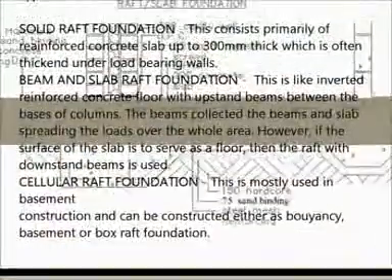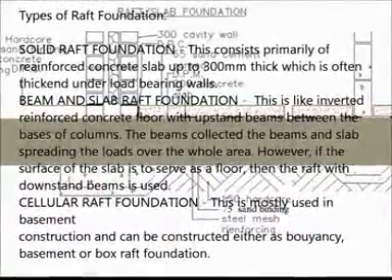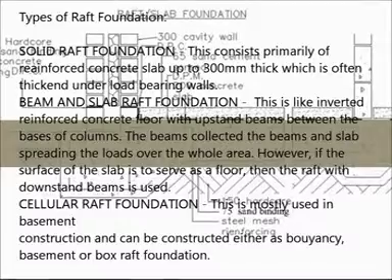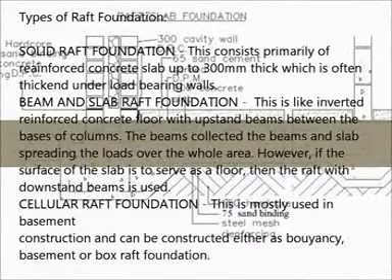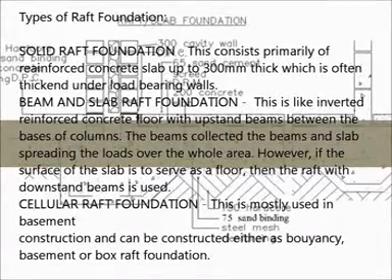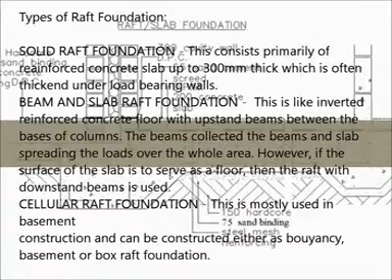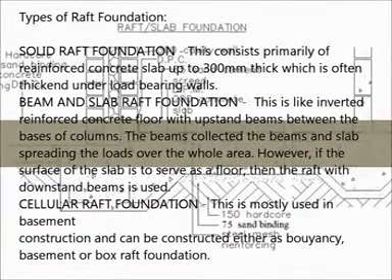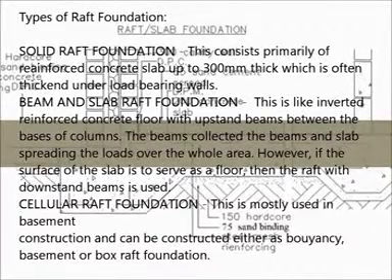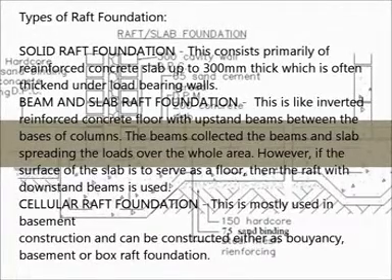Types of raft foundation. Solid raft foundation. This consists primarily of a reinforced concrete slab, up to 300 mm thick, which is often thickened under load-bearing walls. Beam and slab raft foundation. This is like an inverted reinforced concrete floor with upstand beams between the bases of columns. The beams connect the beams and slabs, spreading the loads over the whole area.